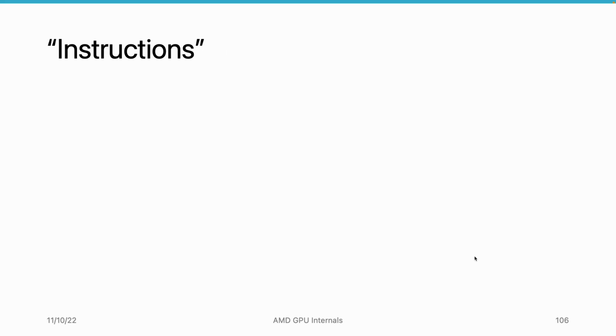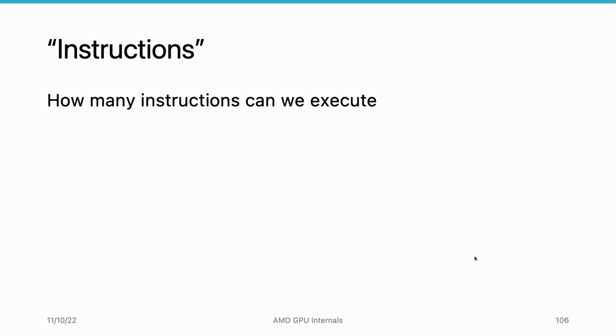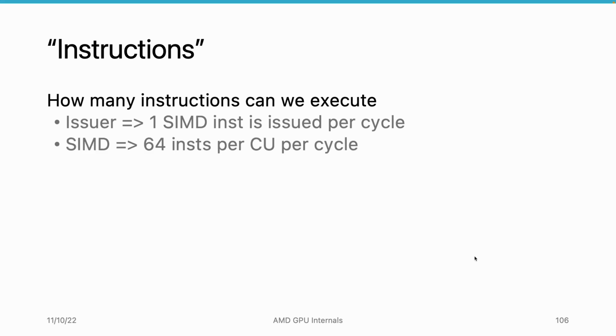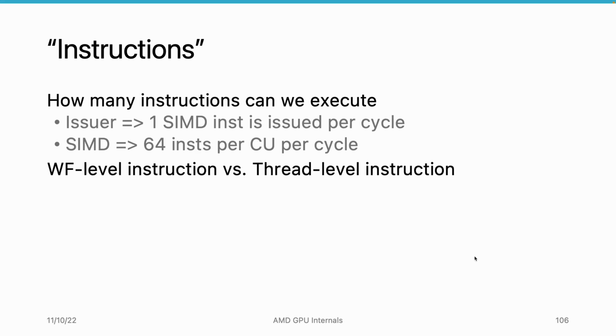Moreover, we need to talk more about instructions. As you may hear, I may sometimes talk about thread level instructions and wavefront level instructions. How many instructions can we execute at the same time? For one issuer, we can issue one SIMD instruction per cycle. Now for each CU, we have 64 instructions per cycle being executed. So the difference is that one is a wavefront level instruction and one is a thread level instruction. The issuer issues at wavefront level, so that number 1 is a wavefront level instruction. Then the number 64 is thread level instruction. One wavefront level instruction is equivalent to 64 thread level instructions.